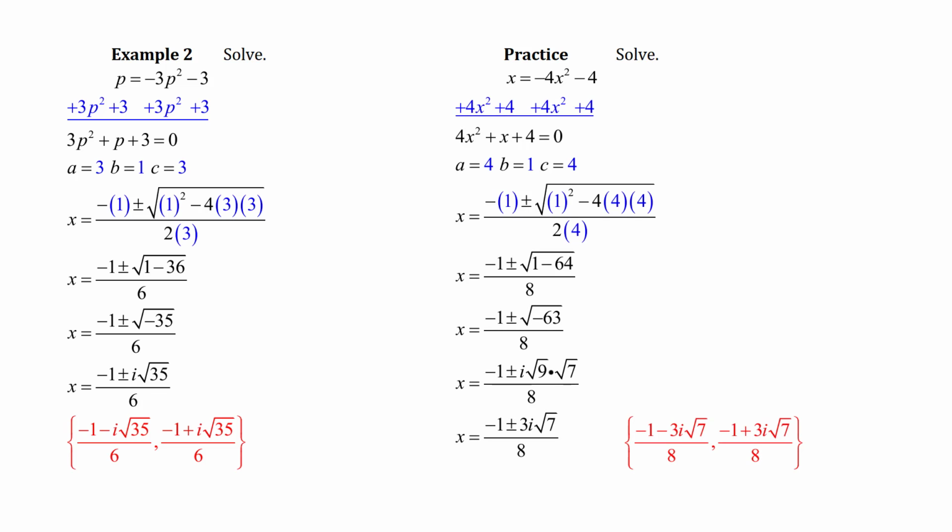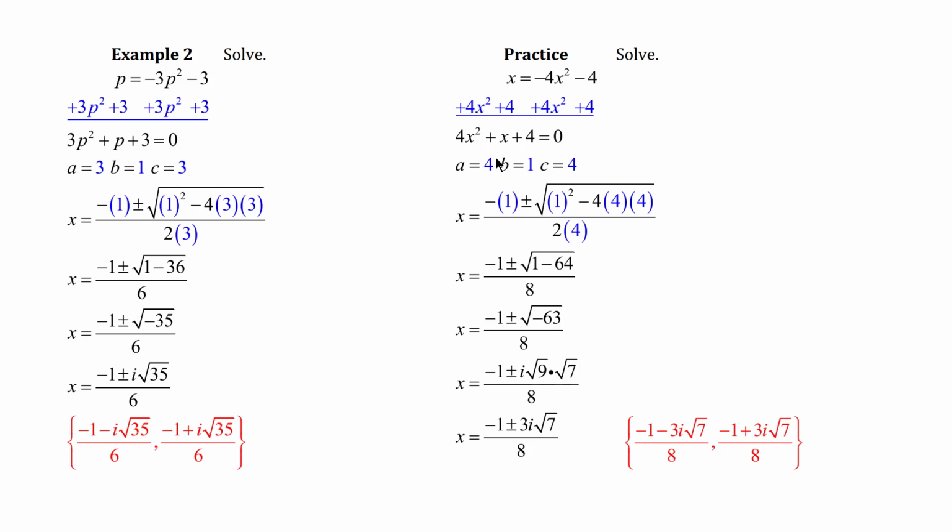Alright, so let's go over the practice problem. So first I'm going to move everything to the left-hand side of the equation. This way we get a positive leading term. So I'm going to add 4x squared and 4 to both sides of the equation. The result is 4x squared plus x plus 4 equals 0.